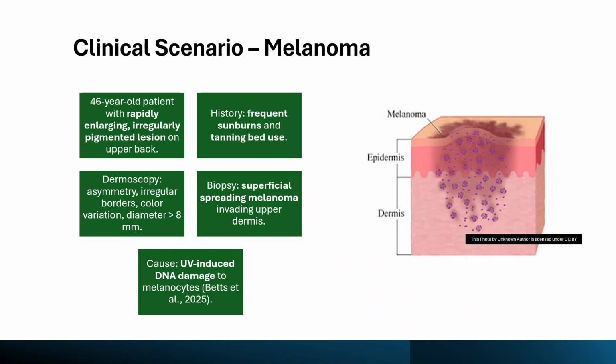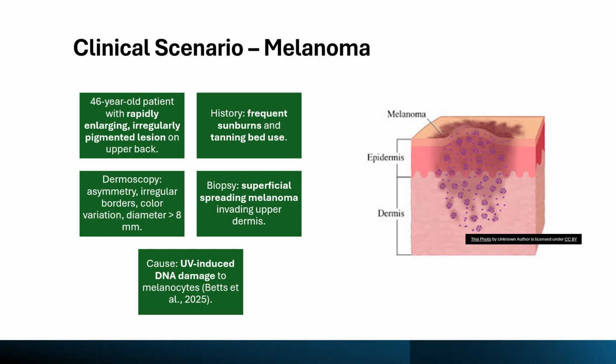We'll begin with our hypothetical clinical scenario. In this case study, we're examining a 46-year-old patient who presents with a rapidly enlarging, irregularly pigmented lesion on the upper back. The patient has a history of frequent sunburns and tanning bed use, which increases the risk of melanoma.